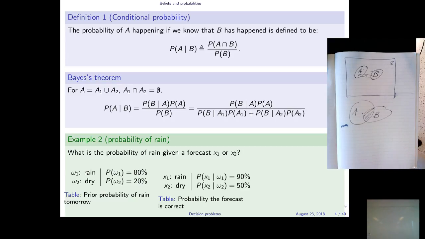In this particular case, A1 and A2 have the property that they are not only disjoint, so they don't overlap, but also they cover the complete universe. So the probability of A1 union A2 is 1. Here this should hold for omega 1 and omega 2. So it either rains or it doesn't rain, and the forecast is either rain or not rain. There are no alternative things that can happen.